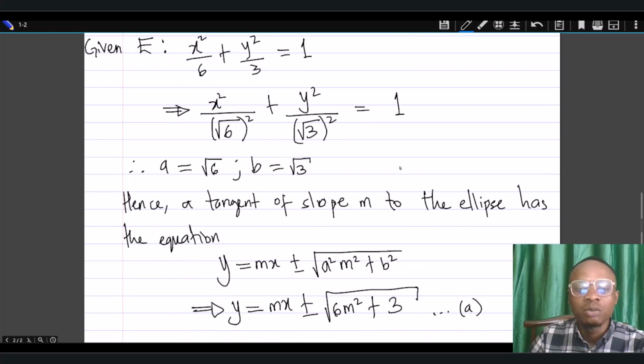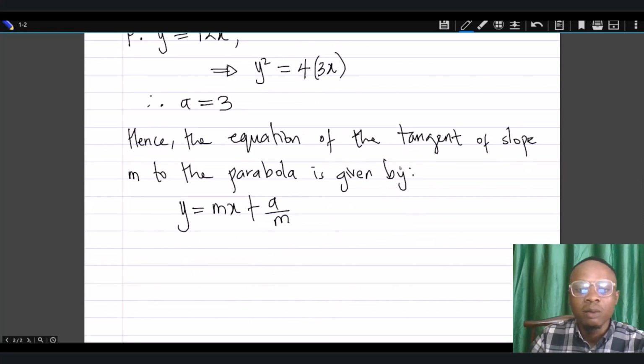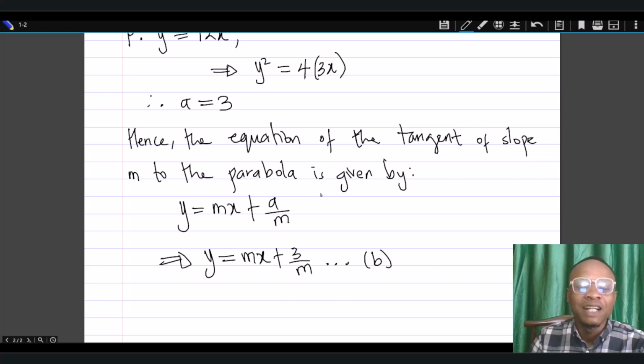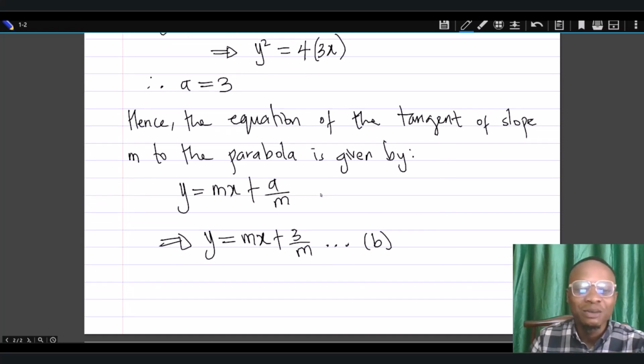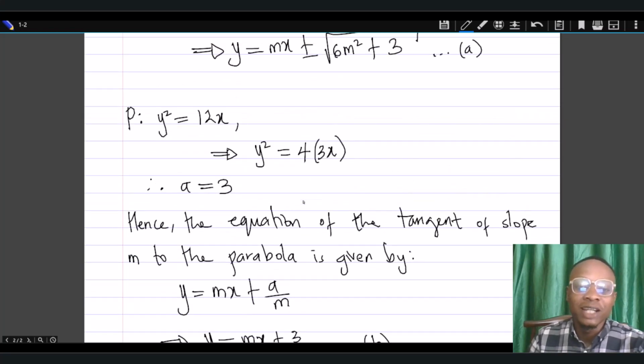So we can now put that here. Our a is 3. So this is therefore going to give us the equation y equals mx plus 3 over m. So this is the equation of the tangent to this parabola, which has the slope of m. So with this, we are good to go. We can now compare equations A and B.